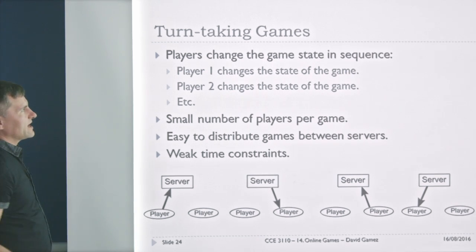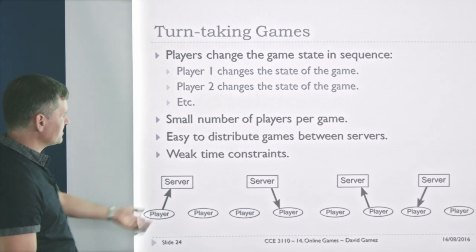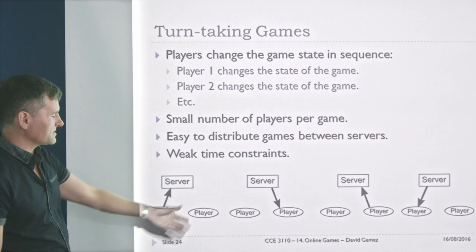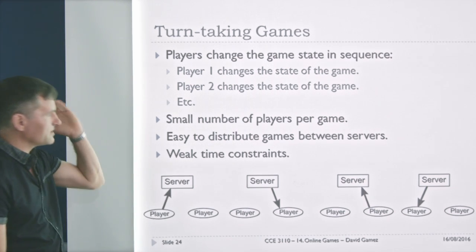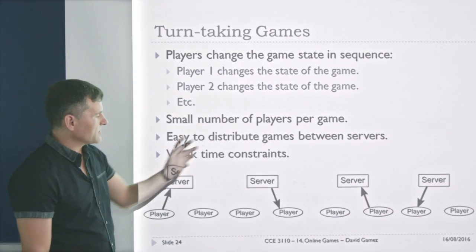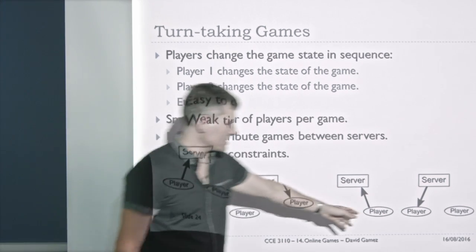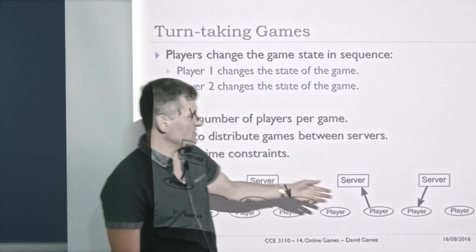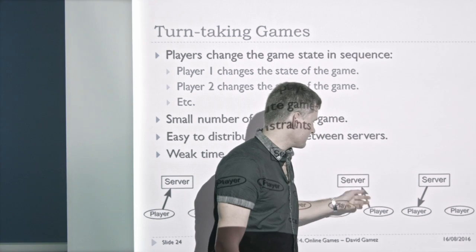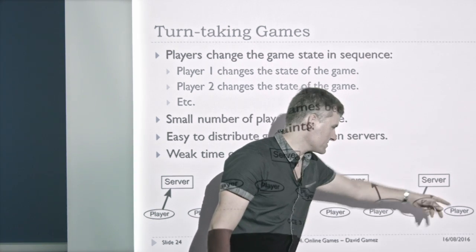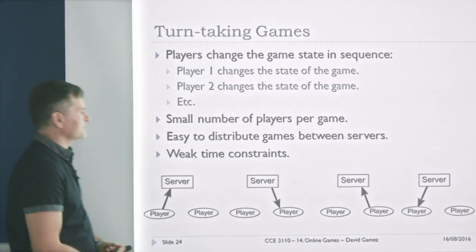So, with turn-taking games, this is dead easy, right? Player 1 changes the state of the game. Player 2 is just sitting there, waiting away, looking at the stars. And then when the state of the game changes, the server notifies player 2. Player 2 notifies the server about their move, and the server notifies the first player about the move that was made by the second player. So this is like a classic chess kind of game.